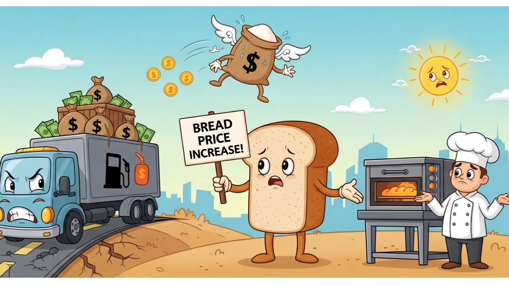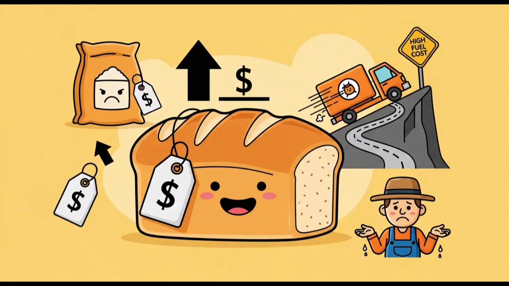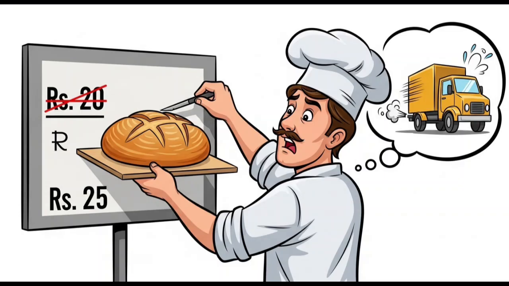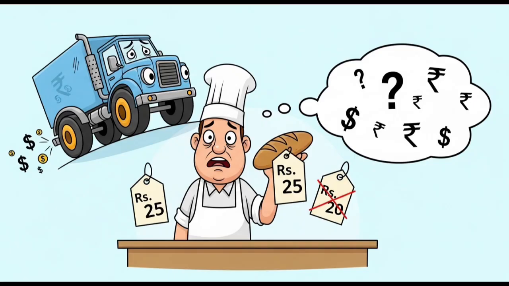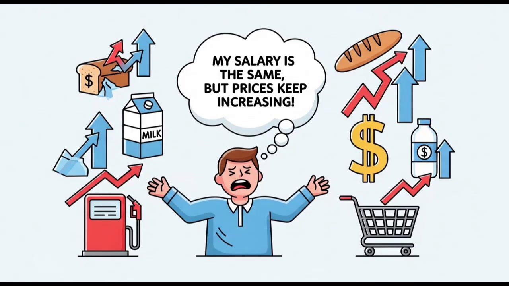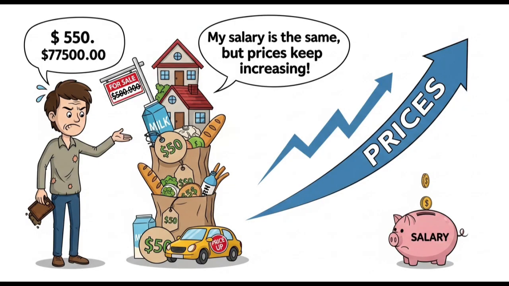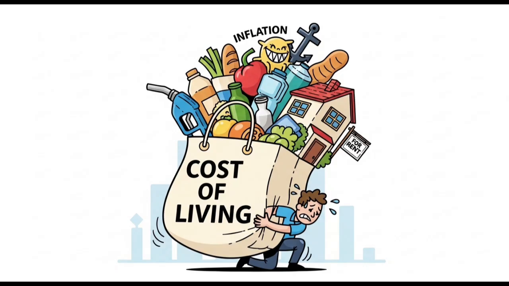After some months, the cost of making bread increases. Flour becomes expensive. Transport becomes expensive. Now the baker increases the price again. Bread goes from 20 rupees to 25 rupees. This is also inflation. When costs rise, prices rise. Slowly, everything becomes expensive and people start complaining, like, my salary is the same, but prices keep increasing. That's exactly how inflation feels in real life.